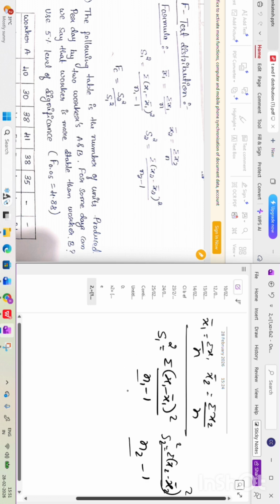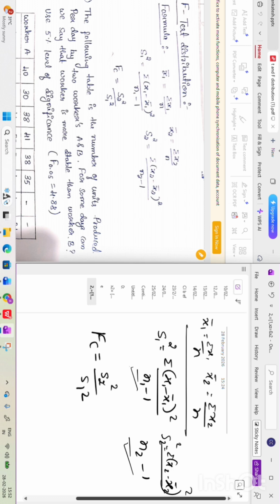Here n1 and n2 are the number of observations in one tabular column and the number of observations in the other tabular column. This is our main F test distribution formula, that is s2 square divided by s1 square.